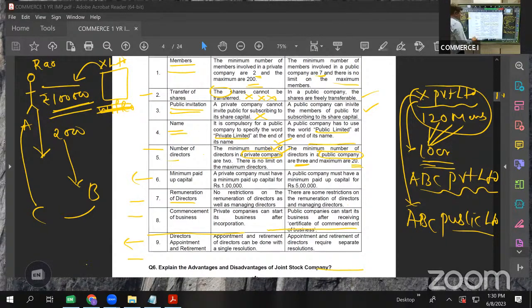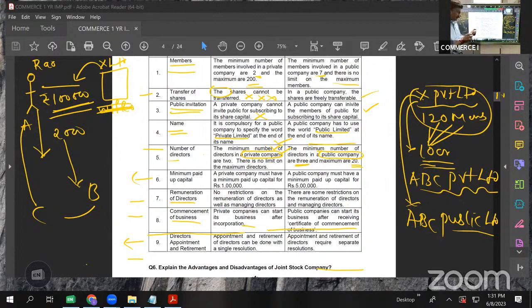Then, commencement of business. When can the business be started? A private limited company can start the business after getting the certificate of incorporation. There are two certificates: one is called the certificate of incorporation and the other is called the certificate of commencement. So a private limited company can start business after getting the certificate of incorporation, but a public limited company can start business after getting the certificate of commencement.